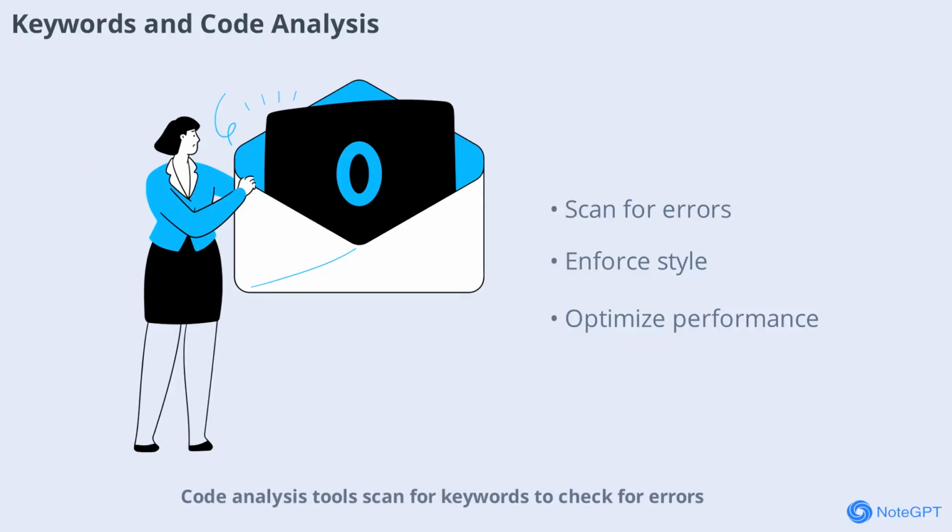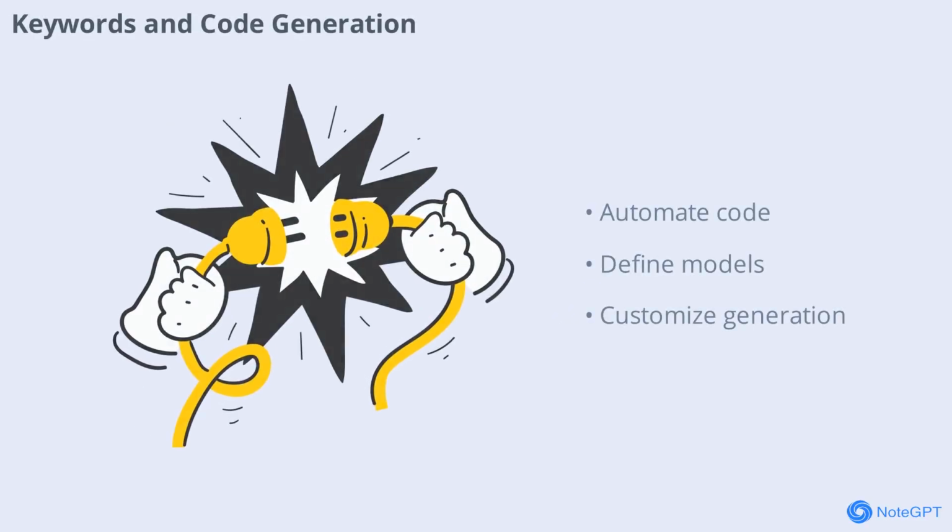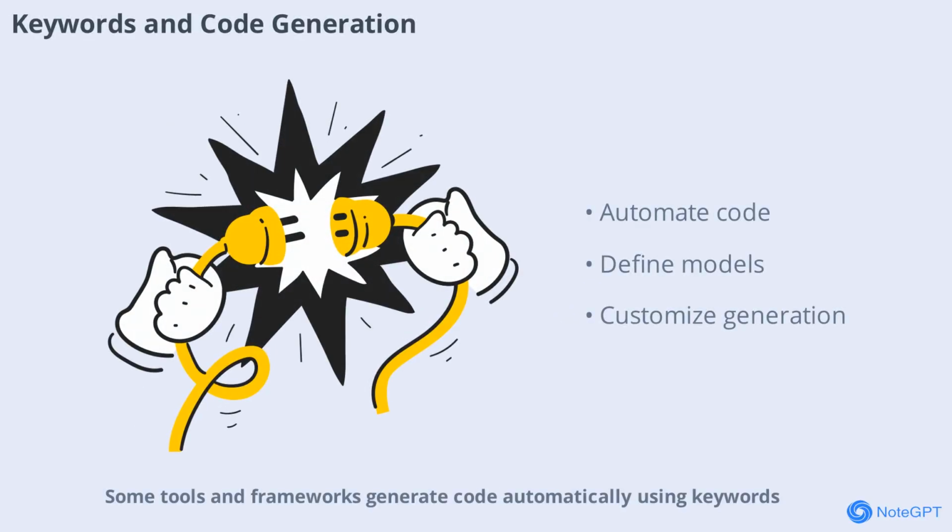Code analysis tools scan for keywords to check for errors, enforce style guidelines, and optimize performance. These tools rely on keywords to understand the structure and intent of your code, making them an important part of the development process. Some tools and frameworks generate code automatically using keywords.